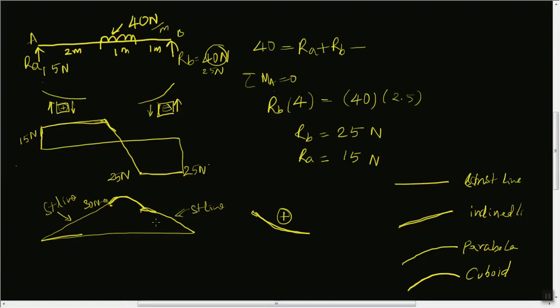For example, if I want to find out the slope here, the slope is nothing but this total height, which is 25 Newton meter, divided by this 1 meter, which is 25 itself. That is where we are.